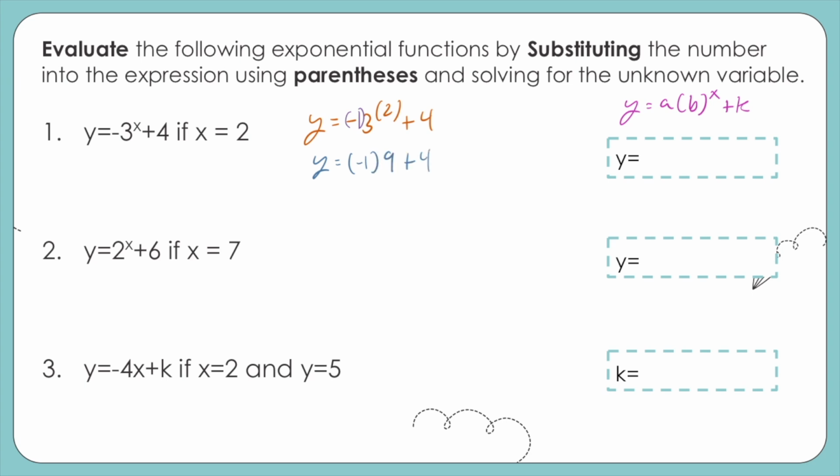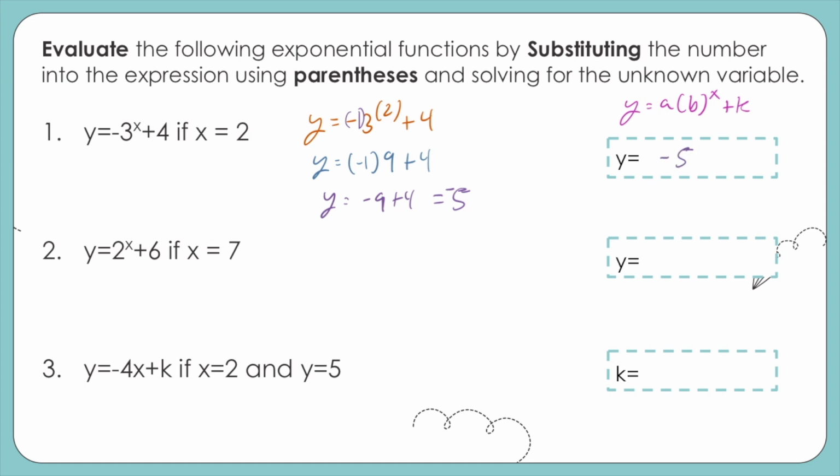Now I'm going to do multiplication because that comes next. Negative 1 times 9 is going to be negative 9. Negative 9 plus 4 is going to equal negative 5. So I know the answer for y here is going to be negative 5.